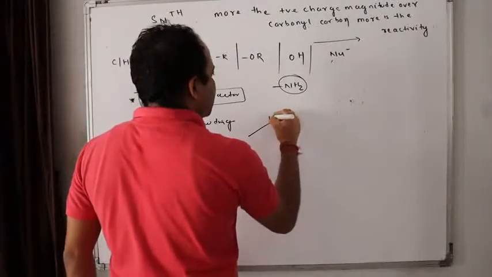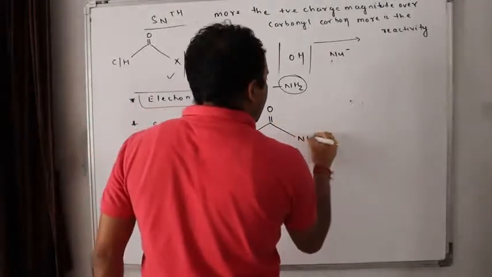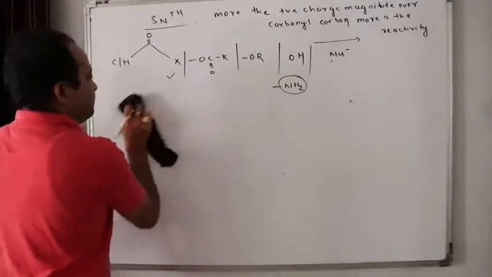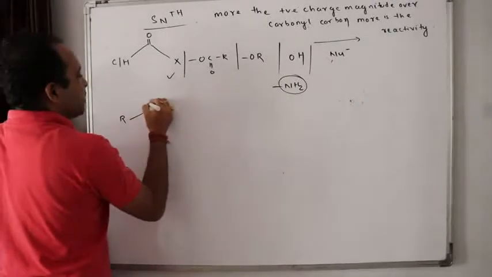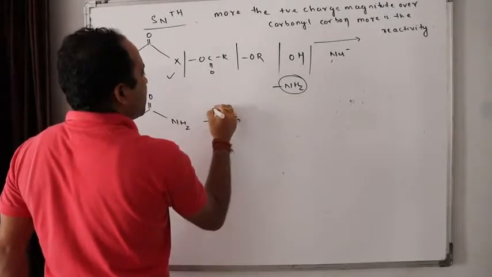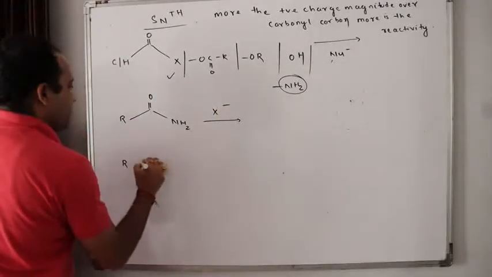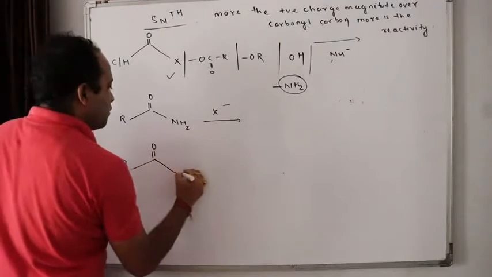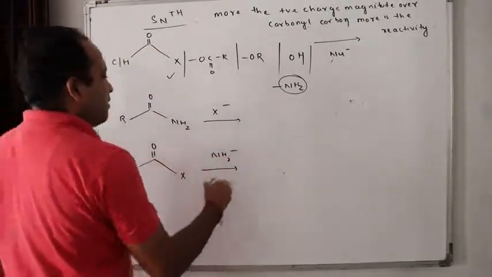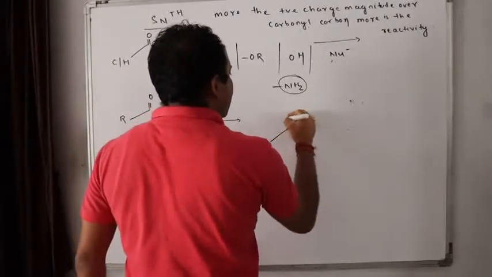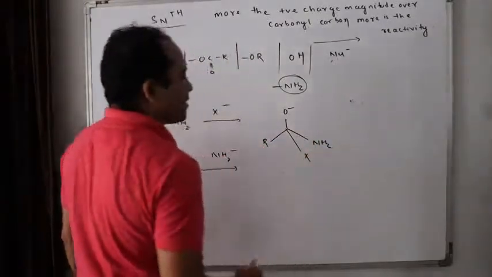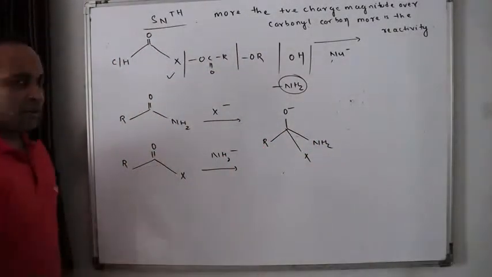If something is given like this, R C double bond O NH2 with X minus attacking, and R C double bond O X with NH2 minus attacking. So what will be the intermediate? The intermediate will be something like this, O minus, NH2 and X. Yes or no? In both the cases the intermediate will be like this.